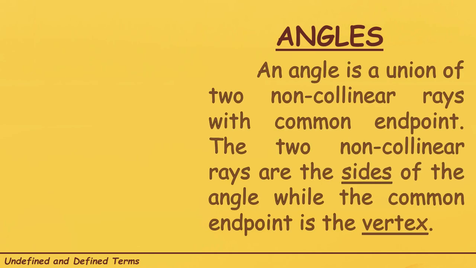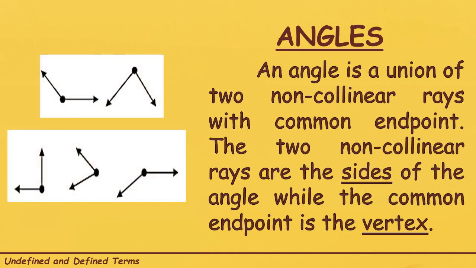Next in the list is angles. An angle is a union of two non-collinear rays with common endpoint. The two non-collinear rays are the sides of the angle, while the common endpoint is the vertex. Ito yung halimbawa ng mga angles natin. And I know that you are very familiar with angles.